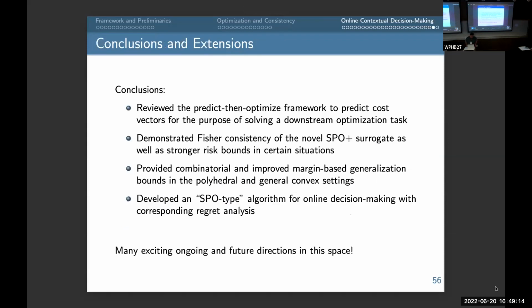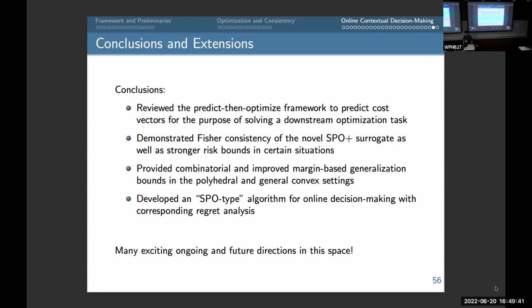Okay, so to conclude, I reviewed here the predict and optimize framework as I think about it, and presented some sort of tour of the different problems that I've been looking at in this setting with different collaborators, including Fisher consistency of SPL plus, as well as stronger risk bounds, some discussion of generalization, and this extension of looking at SPO type algorithms in the online decision-making space.